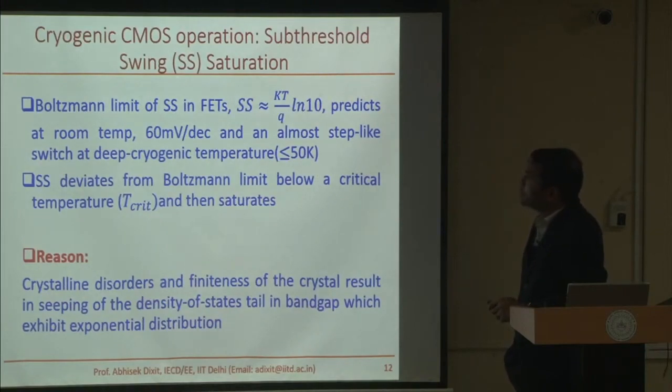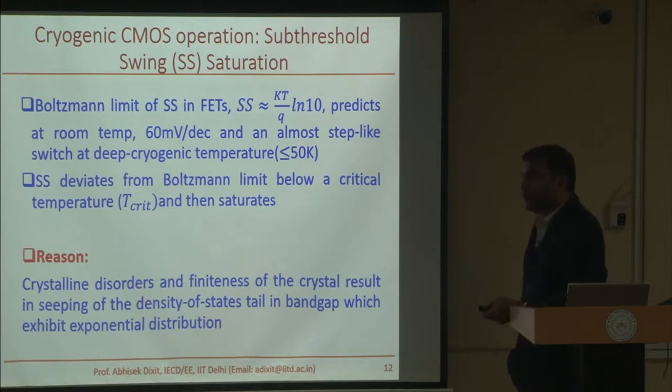So as I said, subthreshold swing. So of course there is the Boltzmann limit. So if you take a conventional transistor at room temperature, this kT/q ln 10, you basically get 60 millivolt per decade as the smallest amount of subthreshold swing you can get.